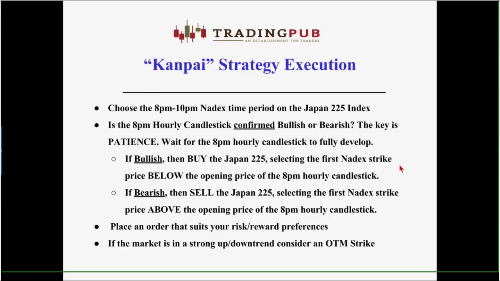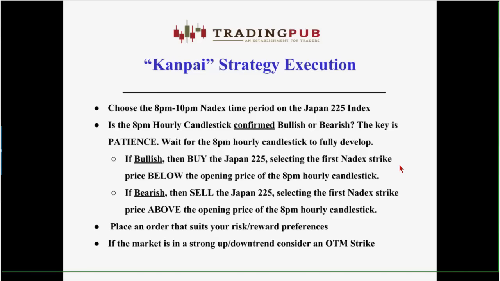And once you are absolutely convinced in your mind that the hourly candlestick is going to end up bullish or bearish, that's when you're going to make your decision. The key to that sometimes is patience, because it can take almost an hour for an hourly candlestick to actually prove that it's going to be bullish or bearish. Sometimes they whip back and forth.